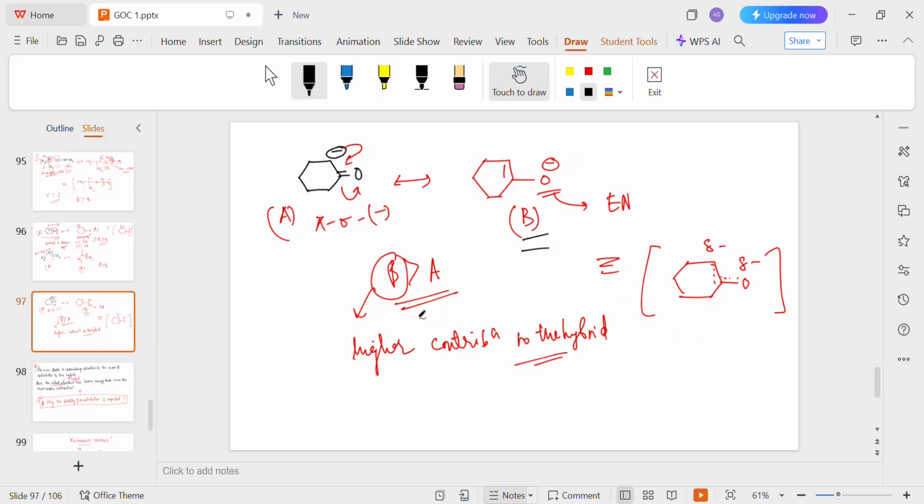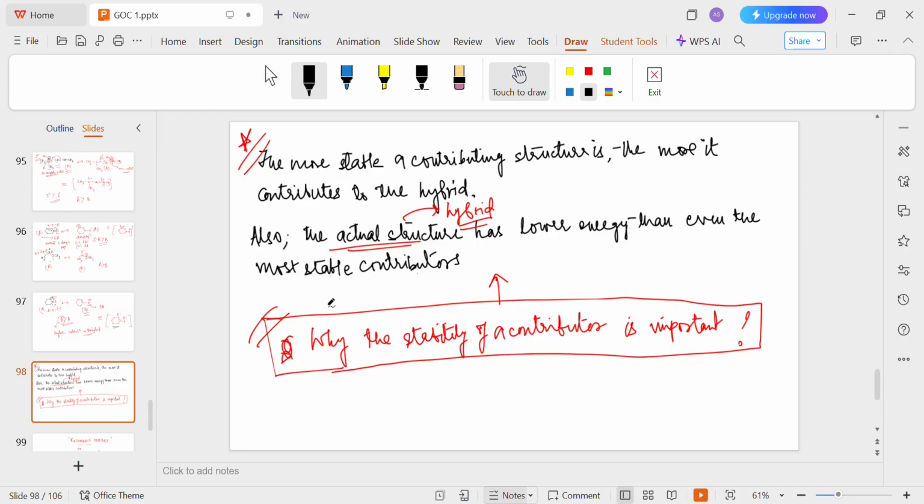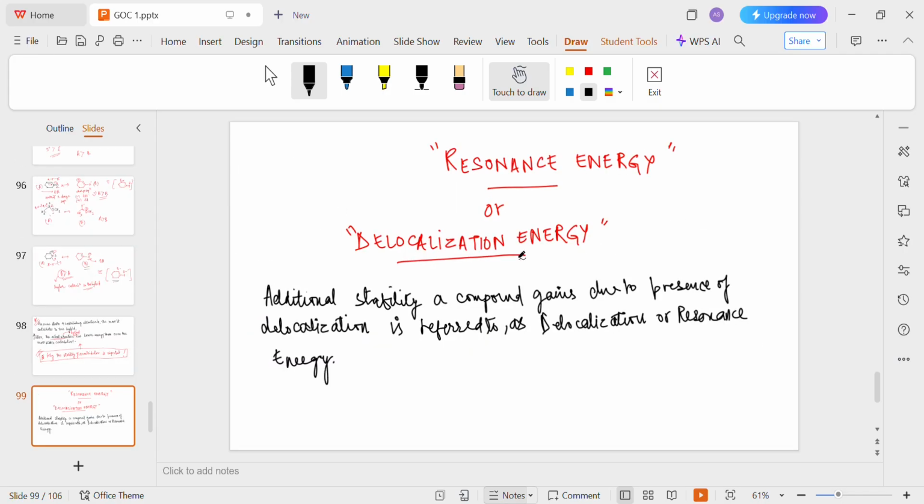Okay, this will be even more stable than the B contributor. This is very important. This is often asked in MCQs as a conceptual question, so just remember these 2 points. The more stable the contributor is, the more it contributes to the hybrid, and the energy of a hybrid is lower than even the most stable contributing structure.